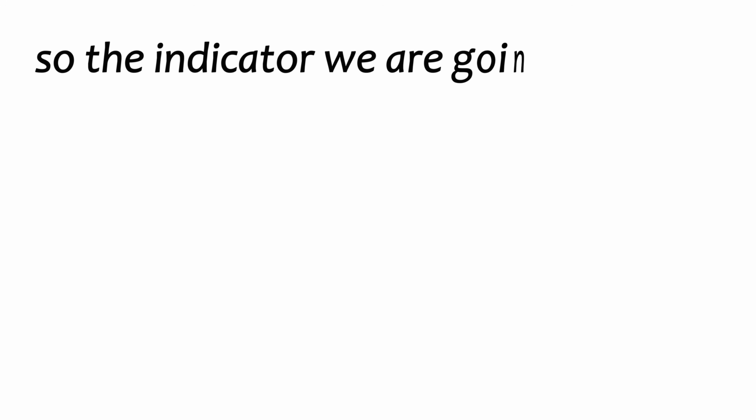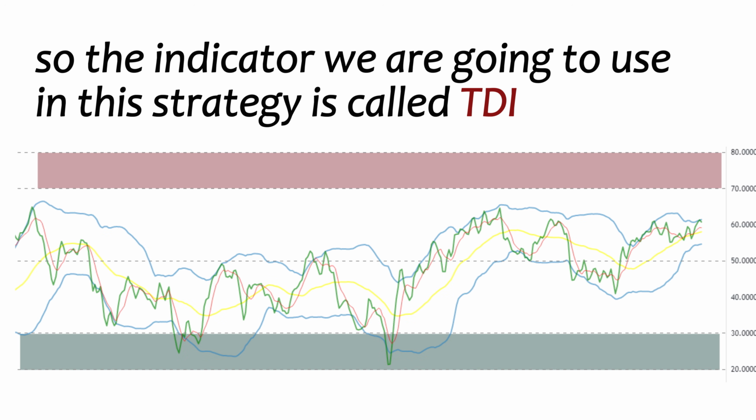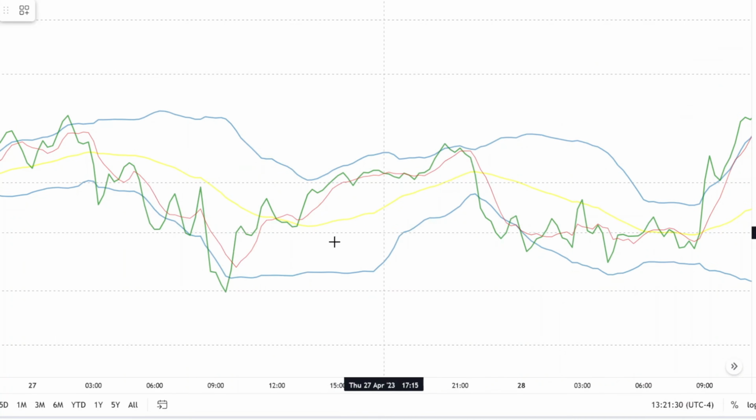So the indicator we're going to use in this lesson is called TDI, and the strategy we're going to use to confirm the order block is called shark fin blood in the water. This strategy is pretty simple.